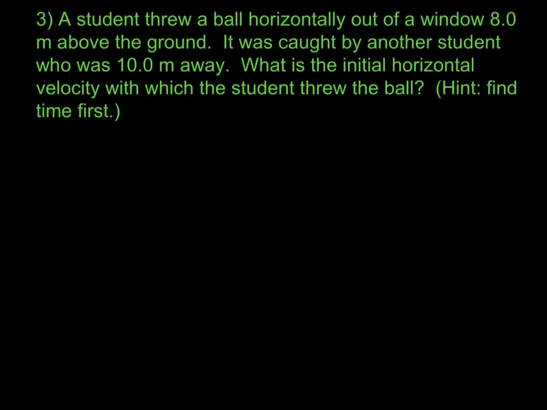Here's example 3 for a horizontal launch. A student threw a ball horizontally out of a window 8 meters above the ground. It was caught by another student who was 10 meters away. What is the initial horizontal velocity with which the student threw the ball? Hint: find time first.